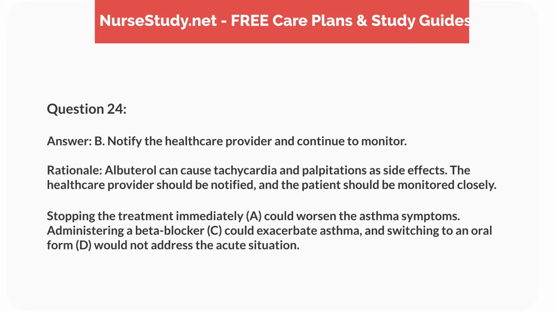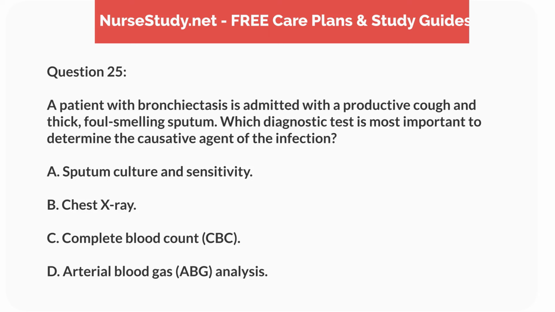situation. Question 25. A patient with bronchiectasis is admitted with a productive cough and thick, foul-smelling sputum. Which diagnostic test is most important to determine the causative agent of the infection? A. Sputum culture and sensitivity. B. Chest X-ray. C. Complete blood count, CBC. D. Arterial blood gas, ABG, analysis.